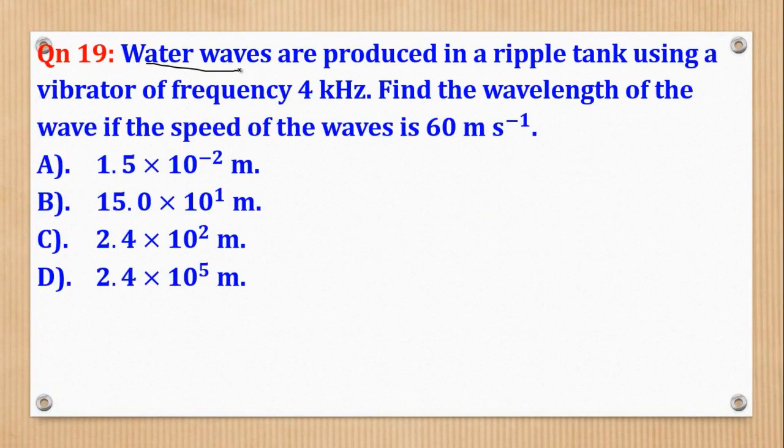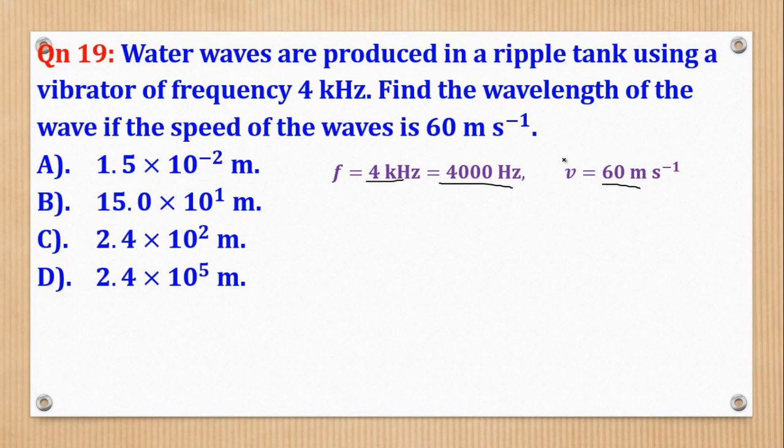19 says, water waves are produced in a ripple tank using a vibrator of frequency 4 kHz. Find the wavelength of the wave if the speed of the waves is 60 meters per second. So we know that 4 kHz is 4000 Hz and velocity is 60. We know the formula that V is equal to F times lambda, where this is velocity, frequency, wavelength.